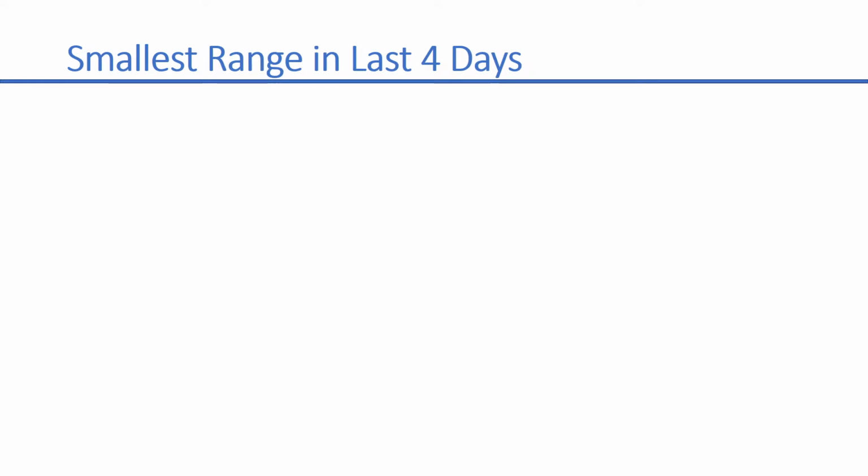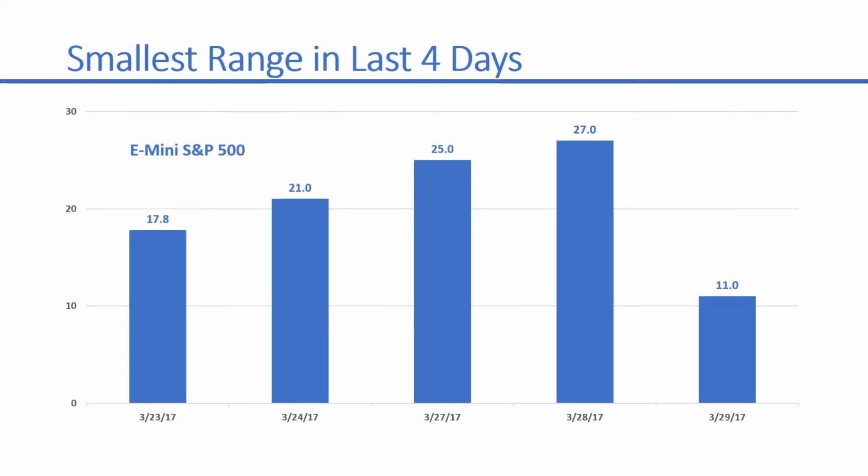The second requirement is that the trading range for this inside day be the smallest of the last 4 days. Here are the trading ranges for the same S&P 500 contract. Remember, the trading range is the distance between the daily high and low. The range for the 29th has contracted considerably. Looking back, we see it is the smallest of the last 4 days.